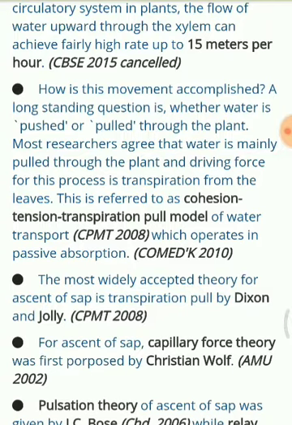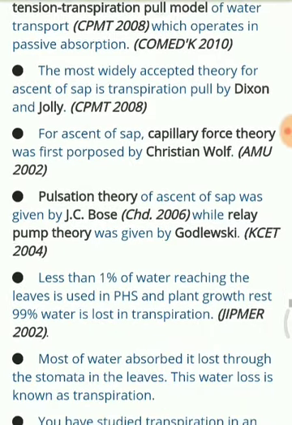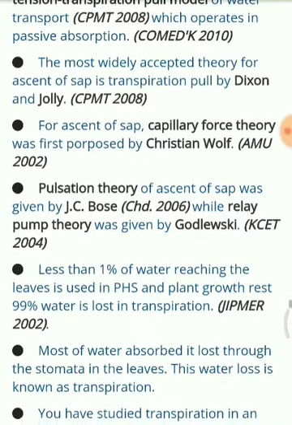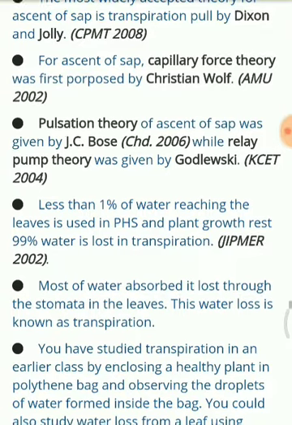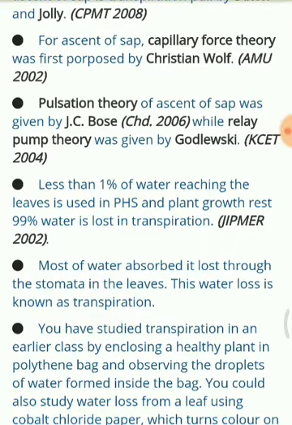from the leaves. This is referred to as the cohesion-tension transpiration pull model of water transport, which operates in passive absorption. The most widely accepted theory for the ascent of sap is transpiration pull by Dixon and Joly. For the ascent of sap, the capillary force theory was first proposed by Christian Wolff. The pulsation theory of ascent of sap was given by J.C. Bose, while the relay pump theory was given by Godlewski.